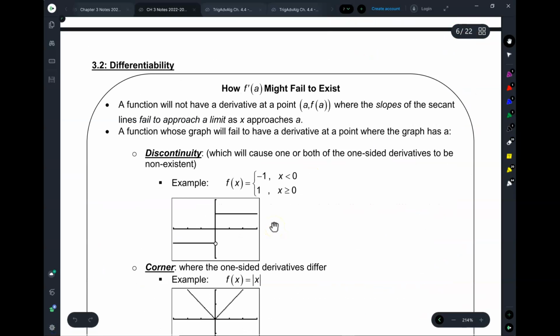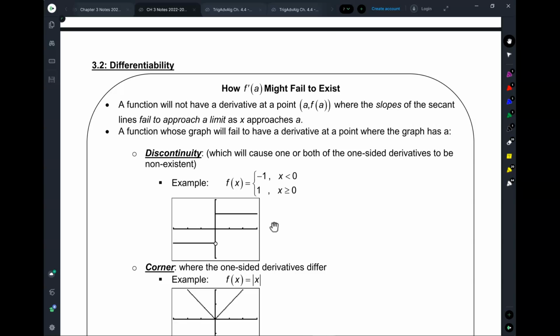In section 3, we're going to talk about differentiability. So let's now, like the last one, segue to number 37, the derivative doesn't exist. Let's now finally talk about what are the different ways that the derivative might fail to exist.